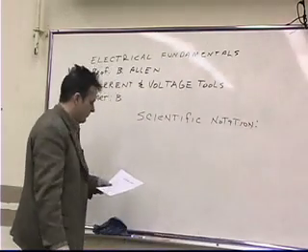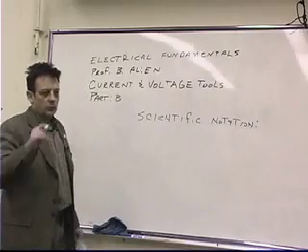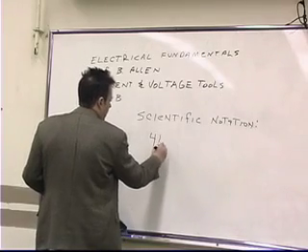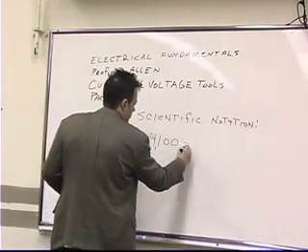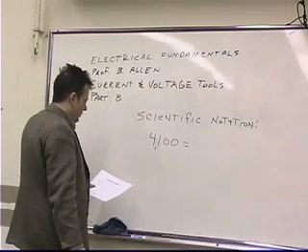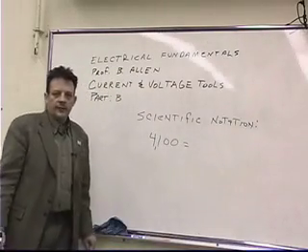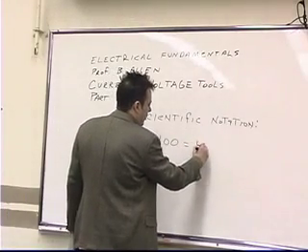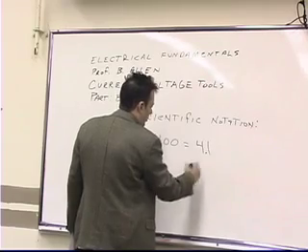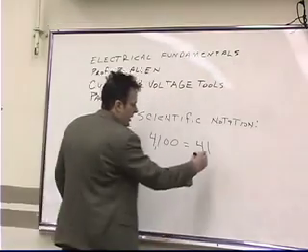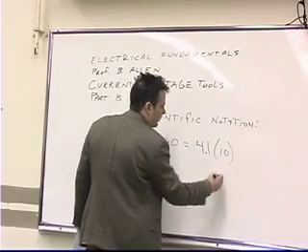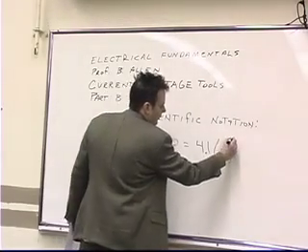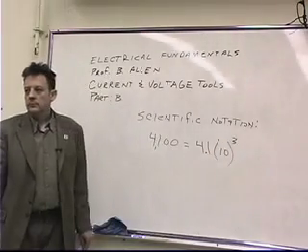Scientific notation. Okay, so here's one example of scientific notation. Same thing we did before. 4,100. If we wanted to express that as a power of 10, then we could do it many different ways. But one way we could do it is to write 4.1 times 10 to what power? 1, 2, 3. Third power. Okay?